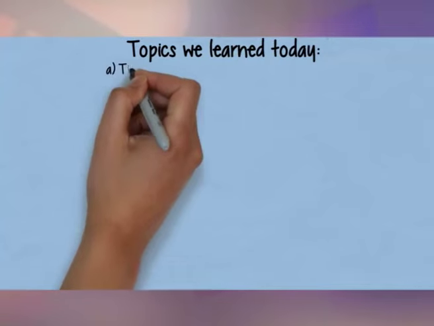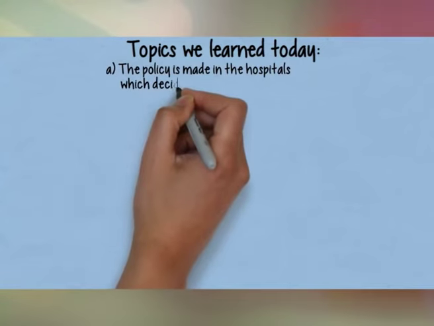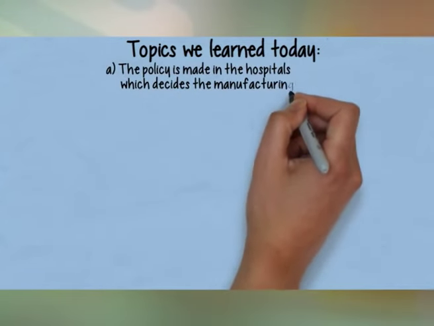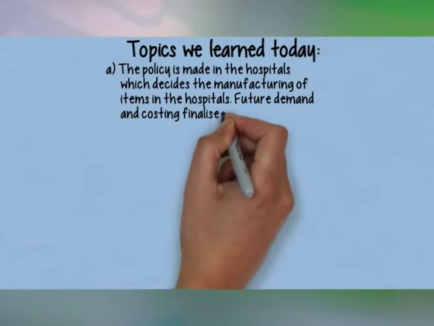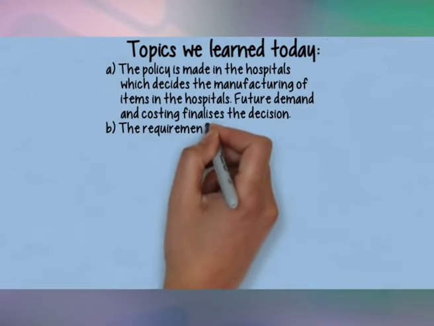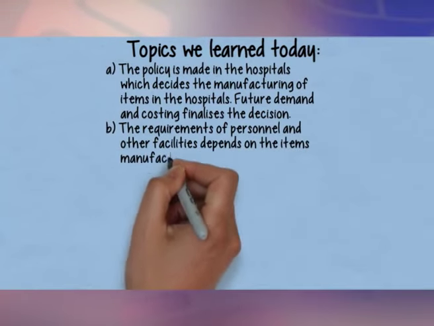So now we are at the end and it is module 8, which is conclusion. So dear students, our today's lecture conclusion is the policy is made in the hospitals which decides the manufacturing of items in the hospitals. Future demand and costing finalizes the decision. The requirements of personnel and other facilities depends on the items manufactured.